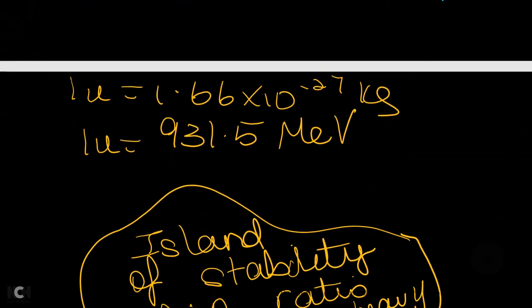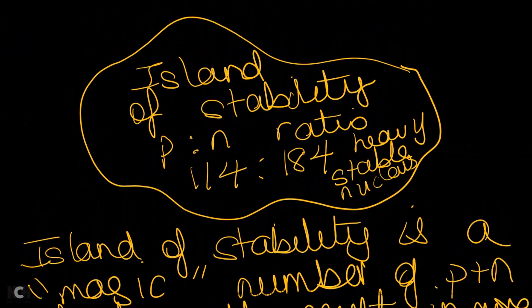The new thing in the 2018 syllabus is something called the island of stability. This indicates that there is a certain proton to neutron ratio which would indicate a heavy yet stable nucleus. Ideally, it was 114 protons to 184 neutrons. Within this proton to neutron ratio and neighboring values, they tend to produce stable nuclei.